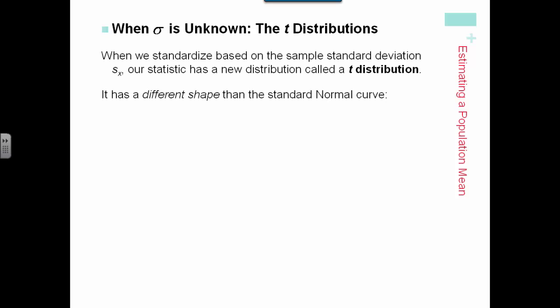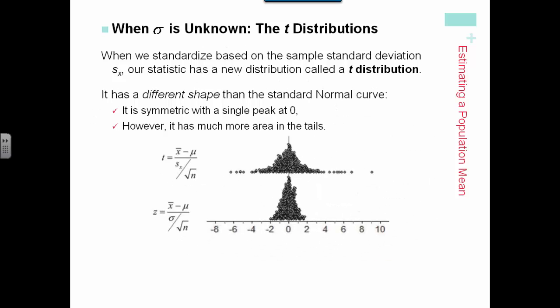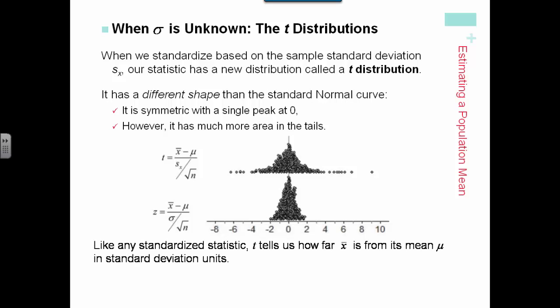When sigma is unknown and we standardize based on the sample standard deviation, our statistic has a new distribution called a t distribution. It has a different shape than the standard normal curve. It is symmetrical with a single peak at 0. However, it is much heavier in the tails. Like any standardized statistic, t tells us how far x bar is from its mean mu in standard deviation units.